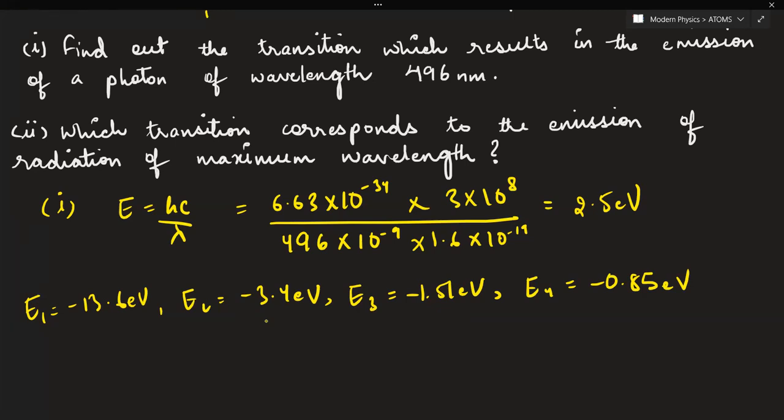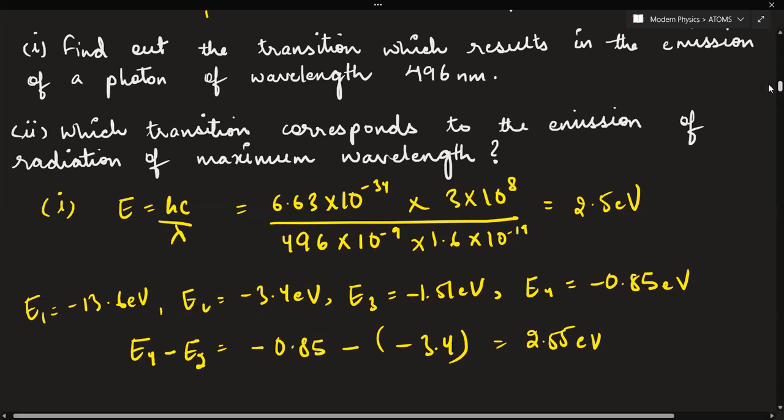Let's see second and fourth. If you know like this, you will figure it out. And then you'll find E4 minus E2, that is minus 0.85 minus 3.4 electron volt. See, this will become plus. So this will be around 2.55 electron volt something. So it means the transition from 4th to 2nd.